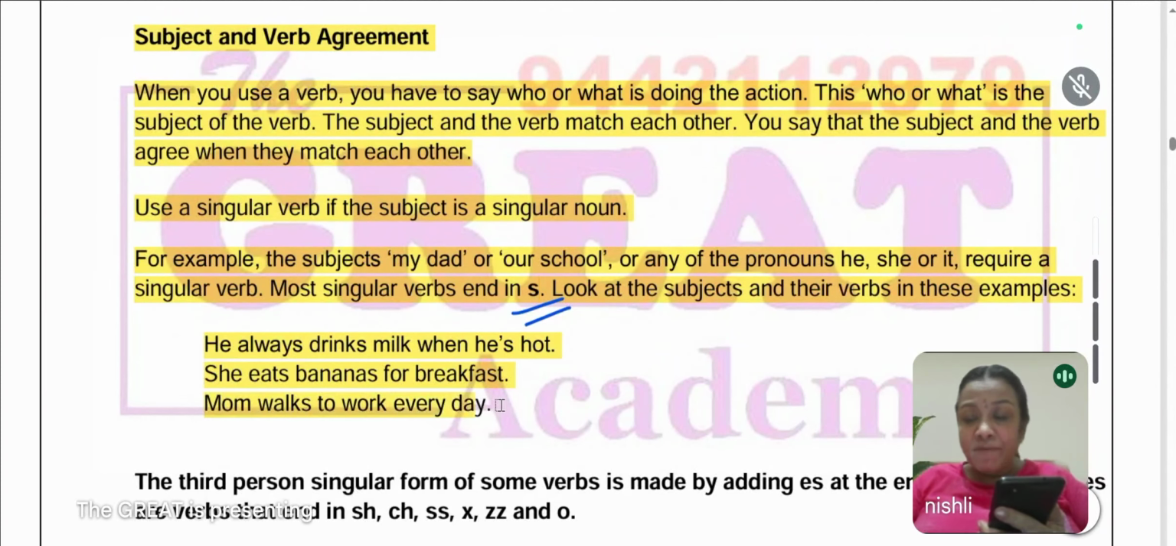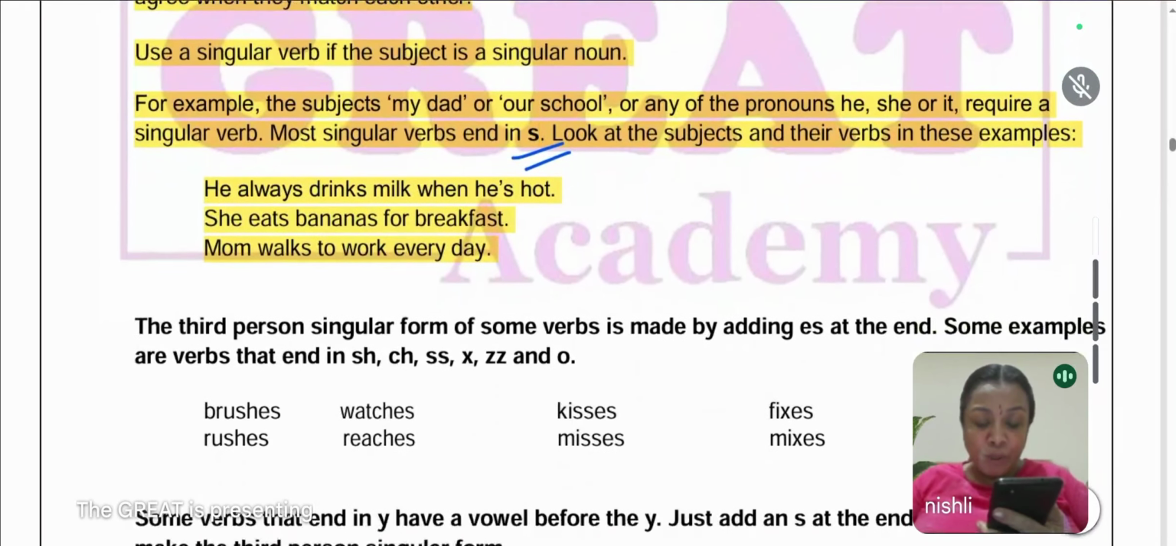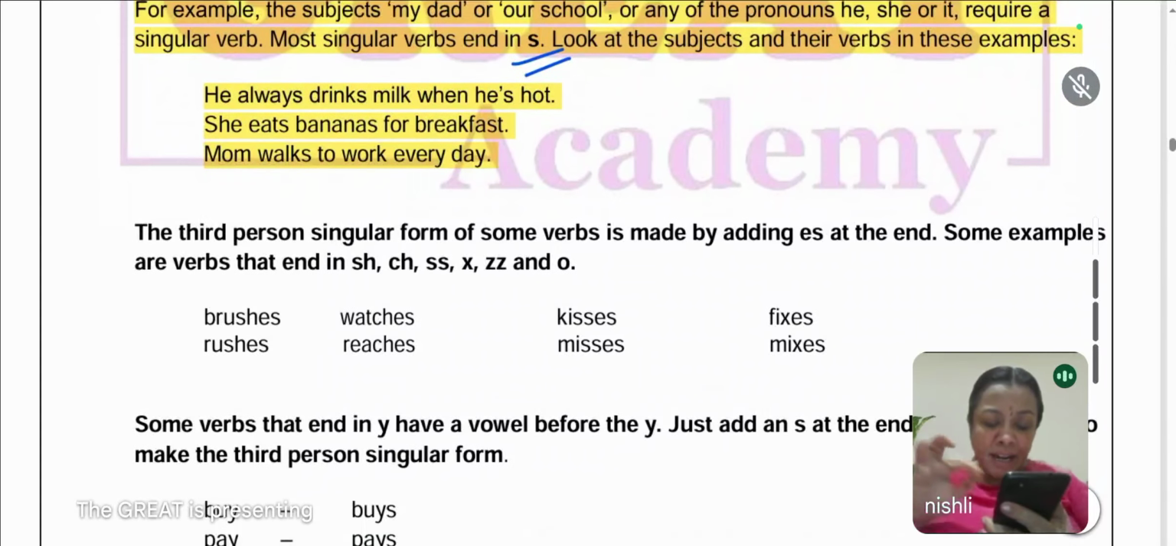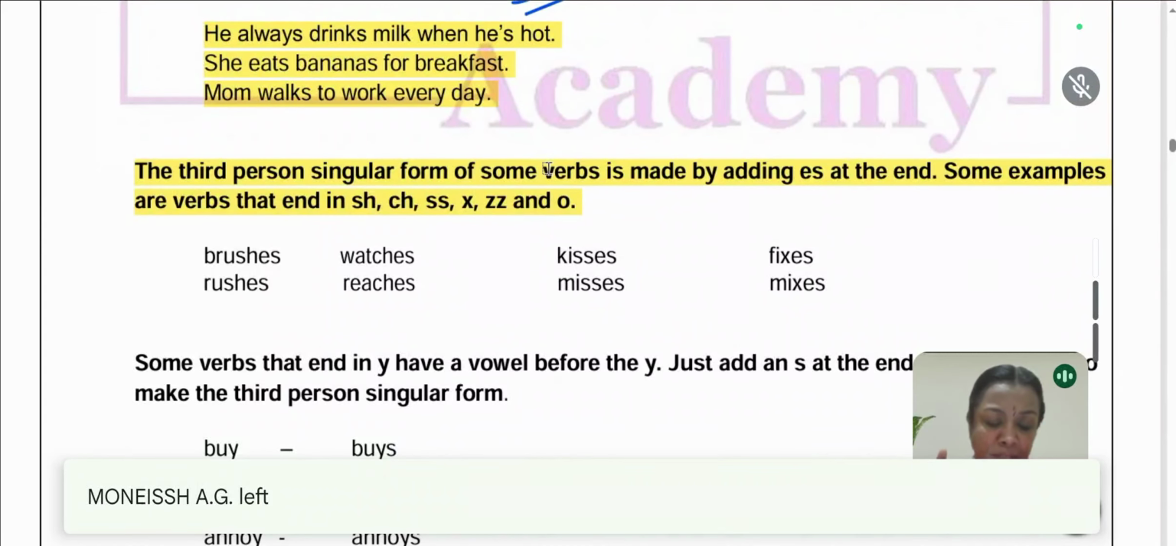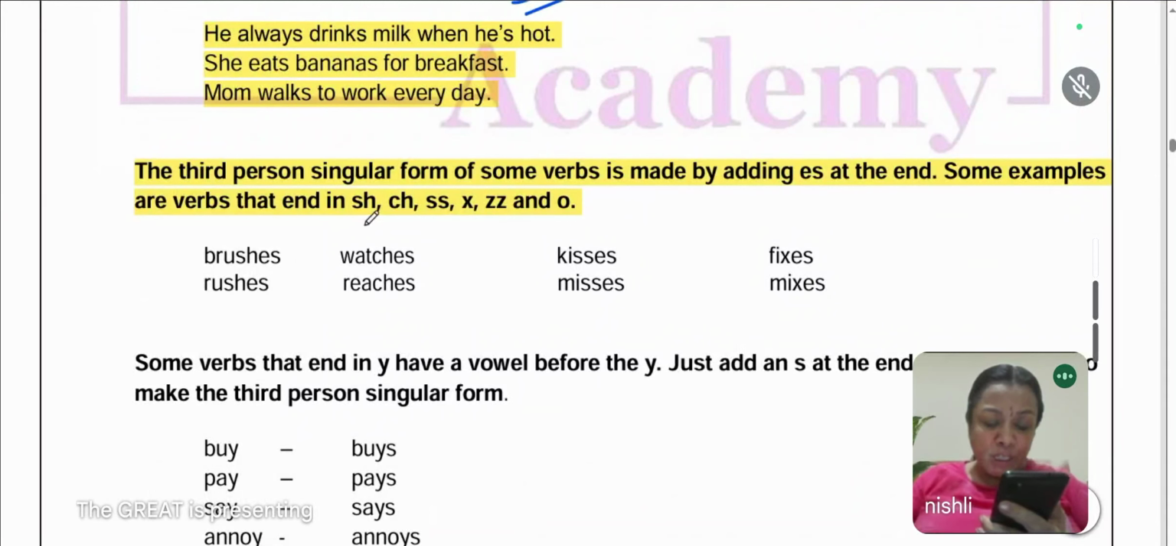Mom walks to work every day. Walks is the verb here because it denotes action, and mom is the subject. These singular verbs end with S. He, she, mom and so on refer to a singular subject, and the verb ends with s. The third person singular form of some verbs is made by adding es at the end. Some examples are verbs that end in sh, like brush, brushes, rushes. So you have to add an es.